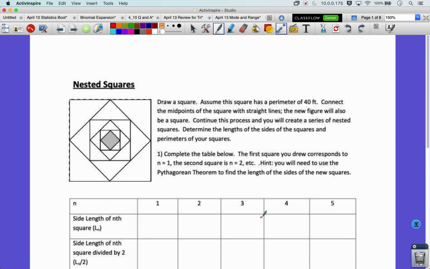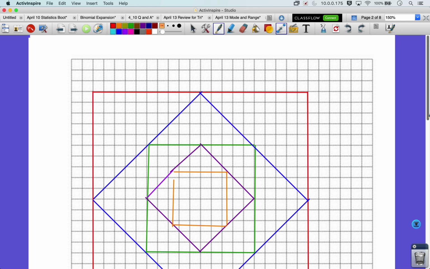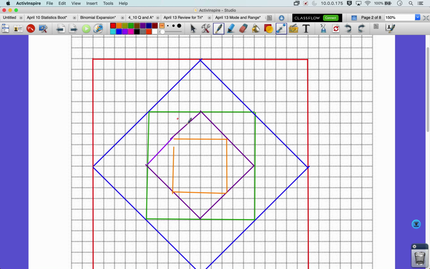Alright, so how do we draw nested squares? You can read this description of nested squares here, but essentially you're just going to the midpoint of each side length of the square, and that becomes the new vertices for the smaller square nested inside of that square. Alright, so I have created the first 1, 2, 3, 4, 5 iterations of this nested square.